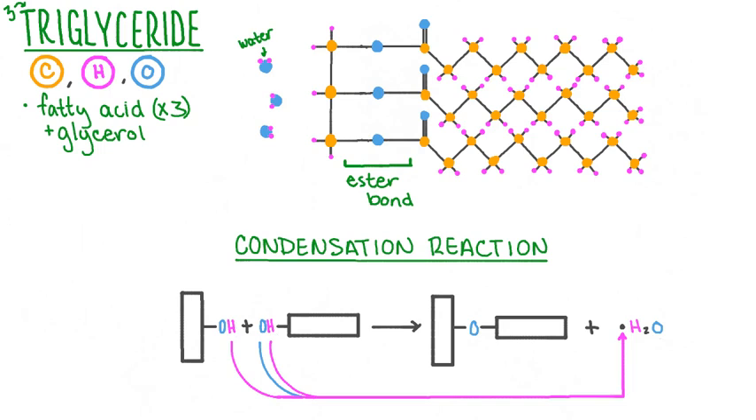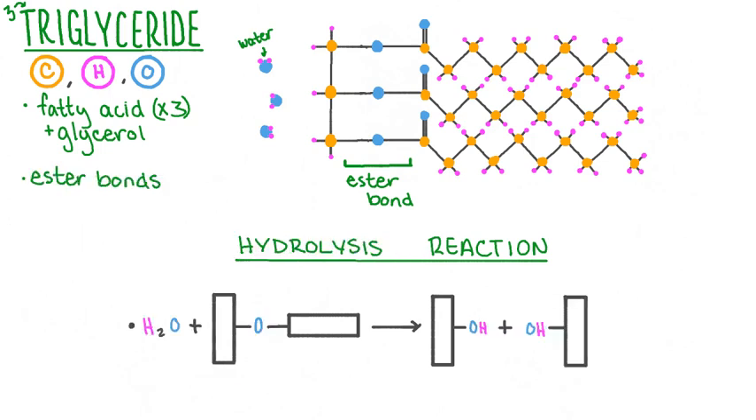The bond that's formed as a result of these condensation reactions is called an ester bond. Triglycerides can eventually be broken apart again. This process, which is the opposite of a condensation reaction, is called a hydrolysis reaction. In a hydrolysis reaction, 1 molecule of water is consumed, and instead of sharing an atom of oxygen, the molecules break apart and form their own hydroxyl groups.